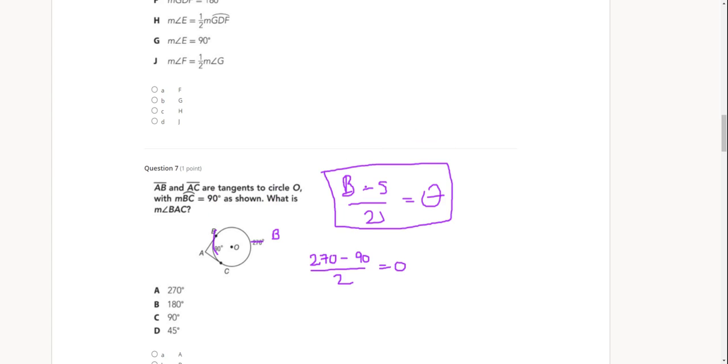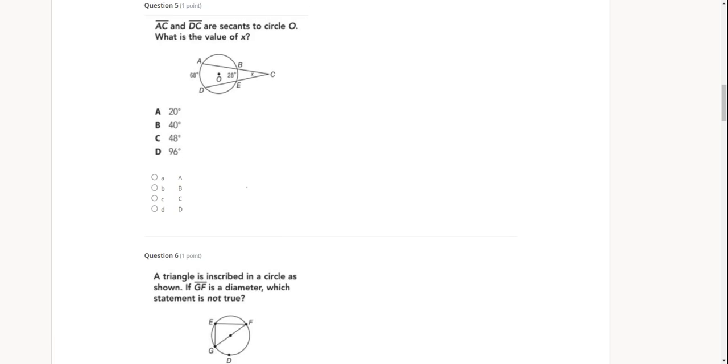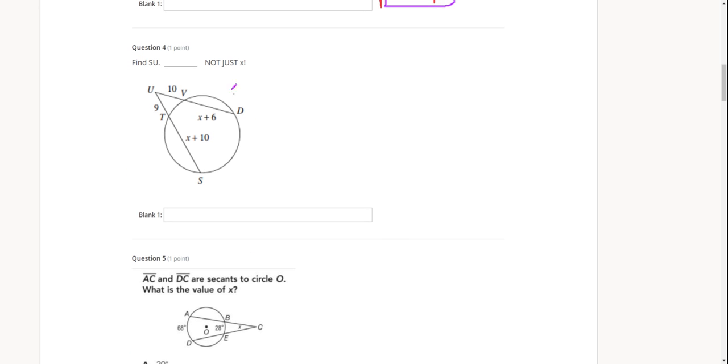So then let's go to question number 4. This is the outside times the total equals the outside times the total, but it's asking you for SU. So at the end of the day, I want to know how long this whole thing is. That's my question. So we're going to do 10, that's the outside times the total. So I got to use my 10 twice plus x plus 6. And then the outside 9 times the total 9 plus x plus 10.